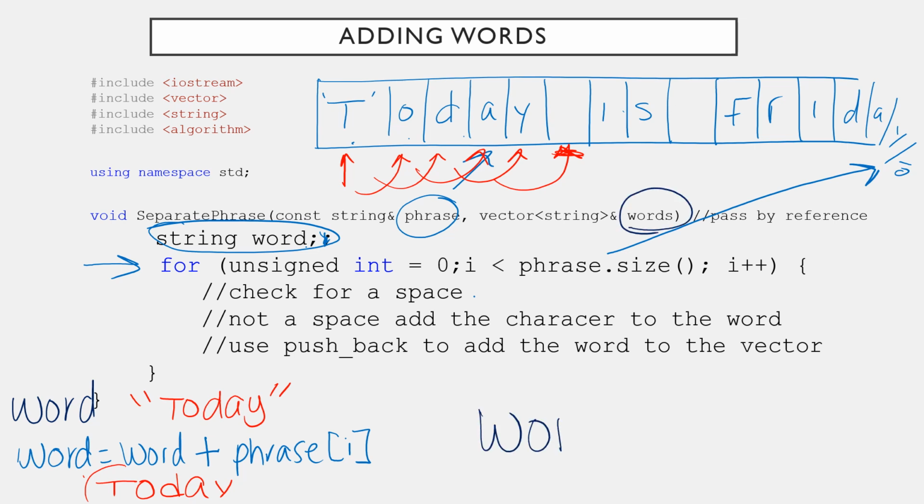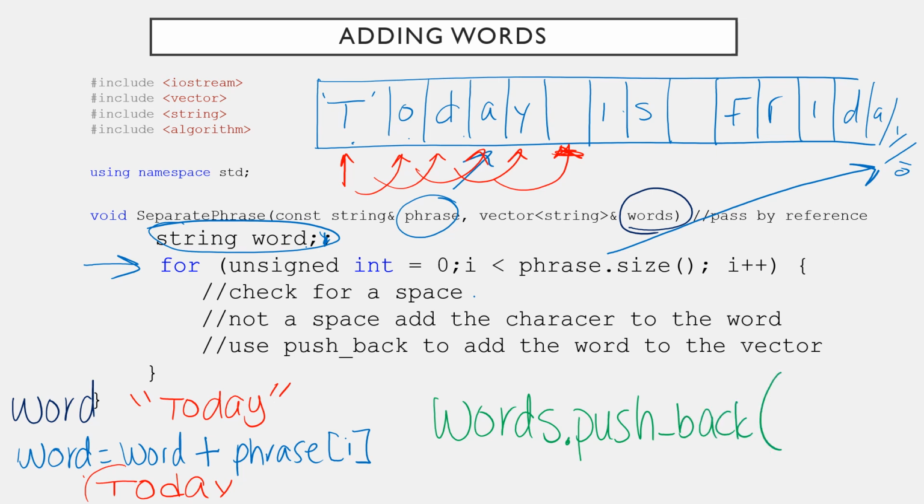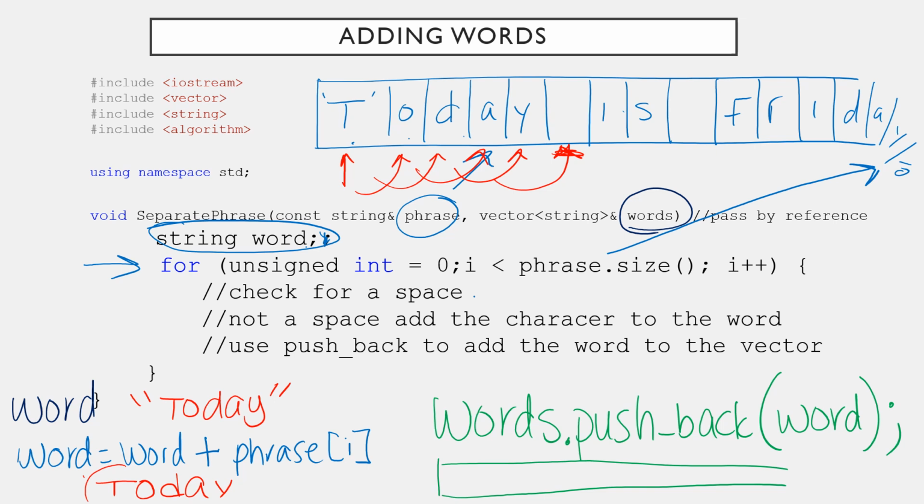That's not a very good name, let's put a different color here. We're going to take our array words, which is not an array, it's a vector, dot push back. We're going to put that word into our vector. So now our vector, which is here, is going to have the first word in location 0, today.